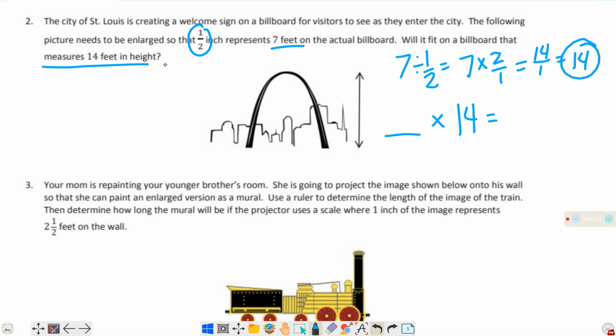Then you have to determine if it will fit on that height. So use your ruler to measure, put that measurement here, and then whatever your answer is, tell me if that fits in this 14-foot high billboard.